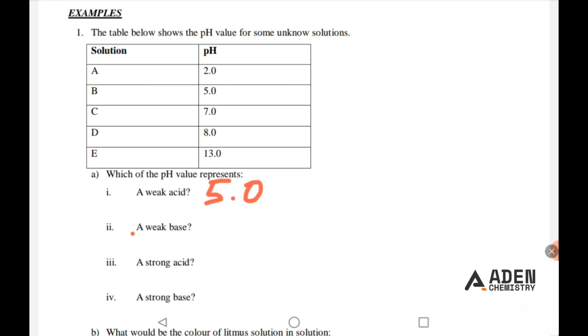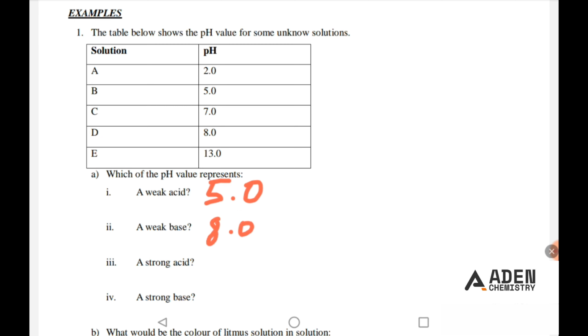Next, a weak base. Bases, we said, are from above 7 to 14. So from above 7 to 14, we have 8 and 13. So which one will be for weak base? We say the ones that are weak will be closer to a pH of 7. So between 8 and 13, 8 is nearer to 7. So that's why our answer is 8.0.